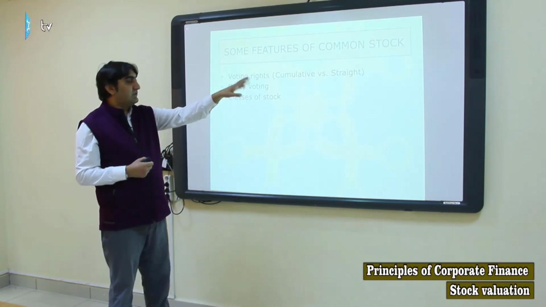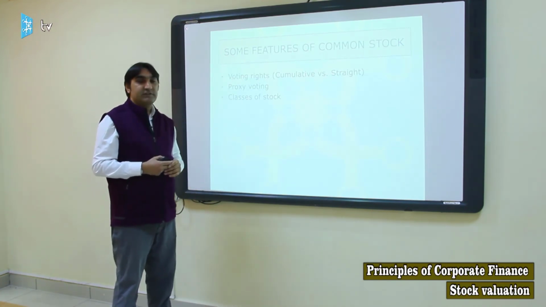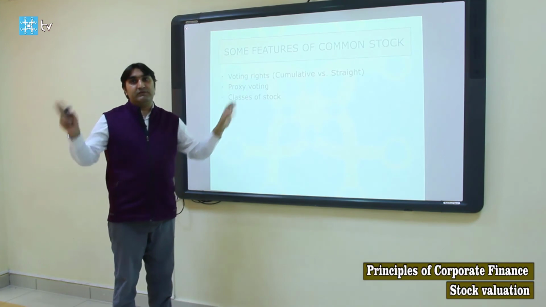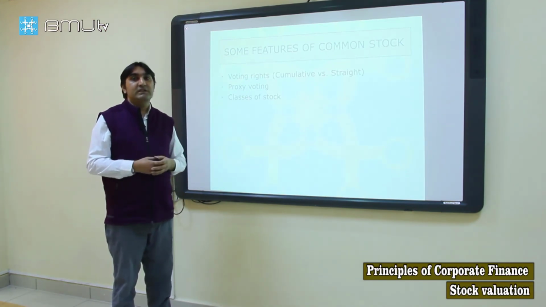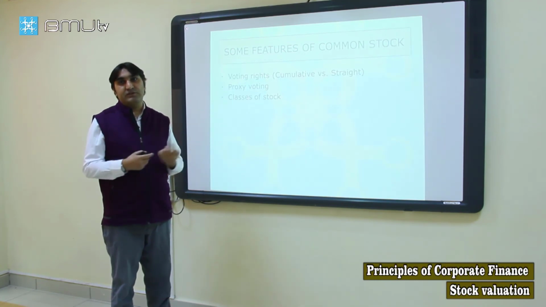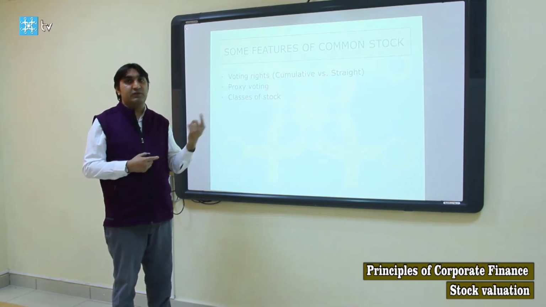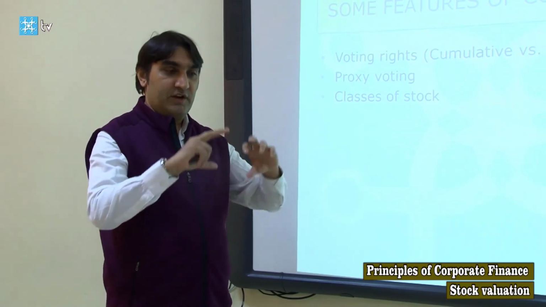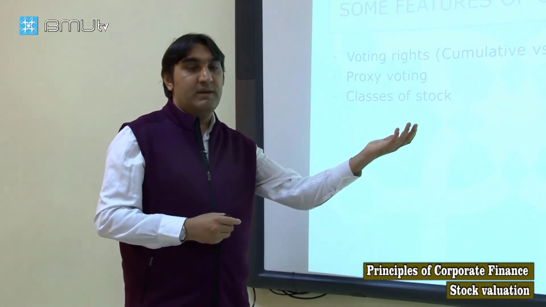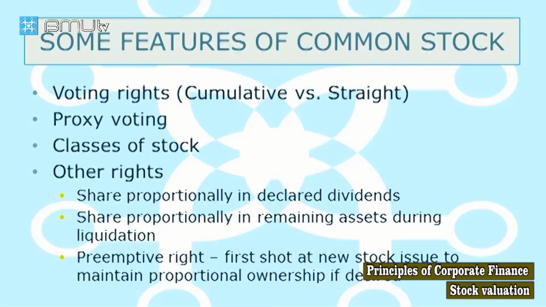Voting rights may be cumulative or straight. Cumulative means, for example, if there are 5 board members to be elected, based on your shares, if you have, for example, 1 voting right, you can vote all your rights to 1 member. But in straight voting, you need to vote for each member. So you cannot use voting rights from this member for another member.